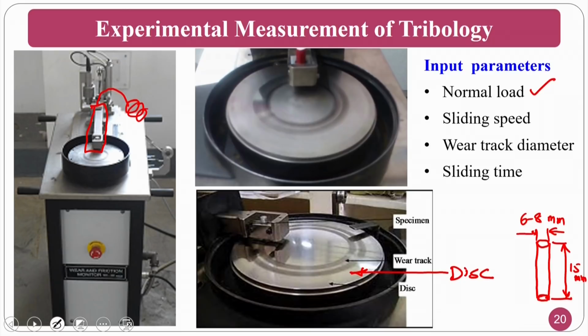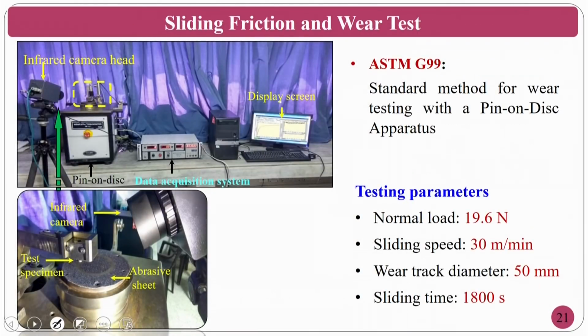Sliding speed. Sliding speed is nothing but how fast you are rotating your disc. Okay, so whether you are rotating at 60 meters per minute or 30 meters per minute. Wear track diameter. So whether you are giving this track or whether you are giving this track. Sliding time. So how much time? Normally you may want to do 1 hour, 2 hours, 24 hours or 6 months. Some of the experiments we run for 1 week also, continuously, to understand these things. Okay.